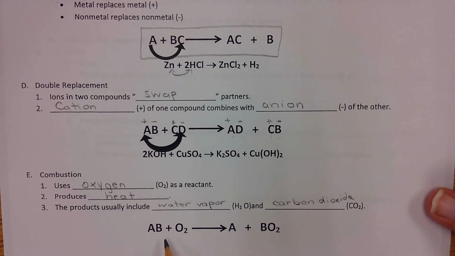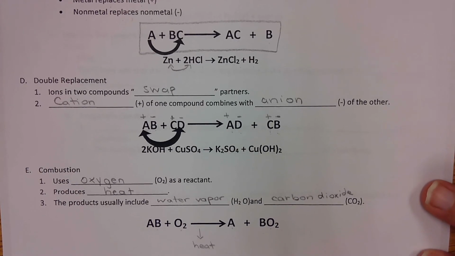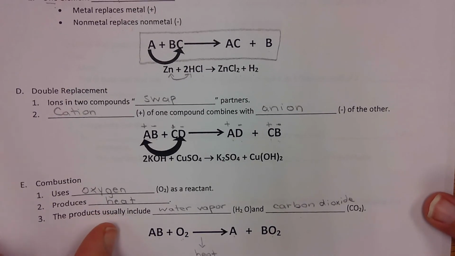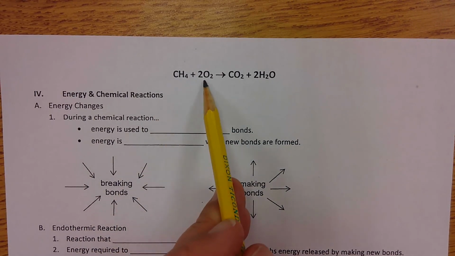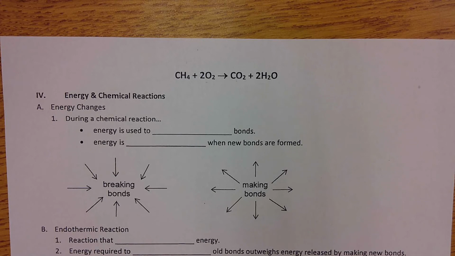So here's the template for combustion. You have some sort of fuel plus oxygen. And what happens is you get a lot of heat. I'm going to write that down, heat. And then you usually end up with carbon dioxide and some sort of ash, water vapor, something there. But that's combustion. Important to know. Got oxygen as a reactant and usually water and carbon dioxide as products. Here's an example of that reaction on the next page. This is methane and oxygen to make carbon dioxide and water.